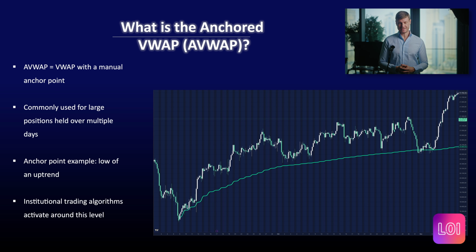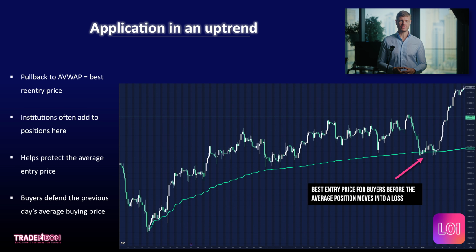Let's take an uptrend as an example. When the price returns to the anchored VWAP, which is set at the low of the upward movement, it can buy more at the cheapest possible price before the average buy position of the trend slips into the red and thus the trend comes under pressure.